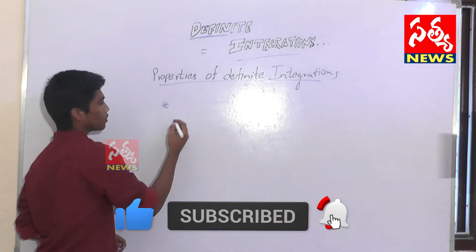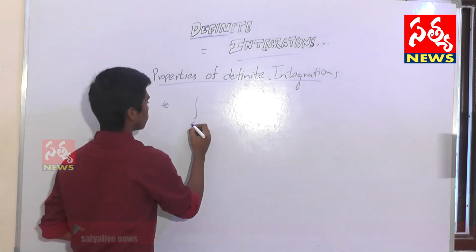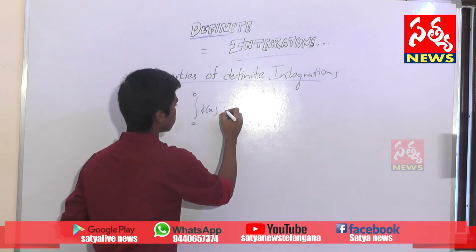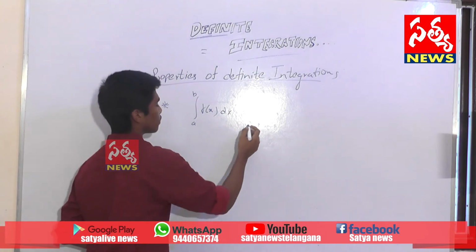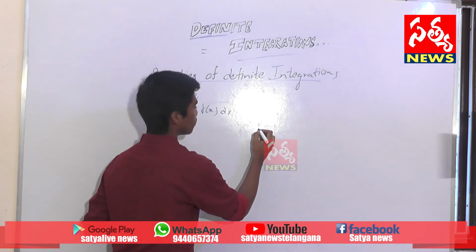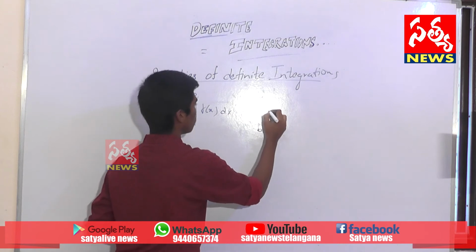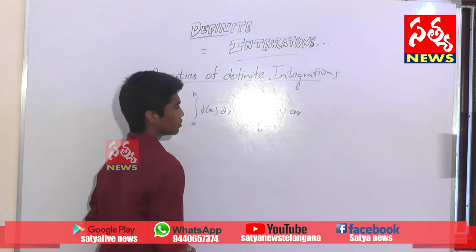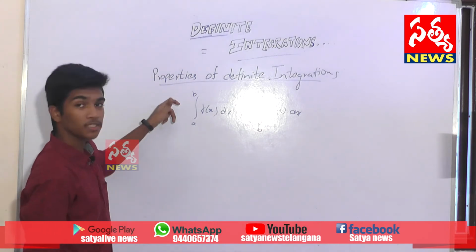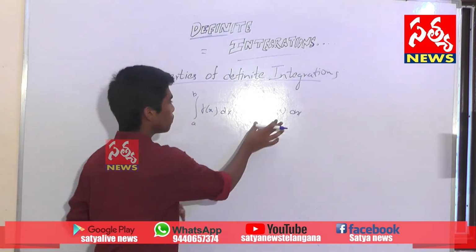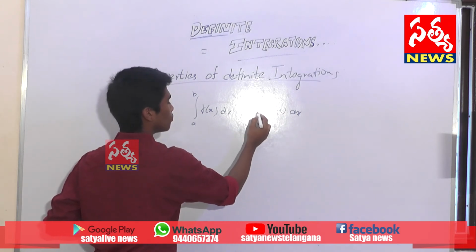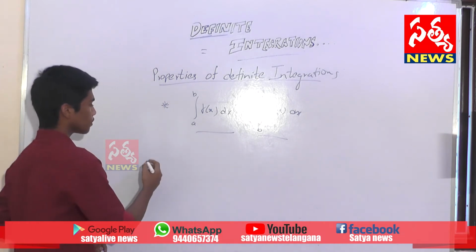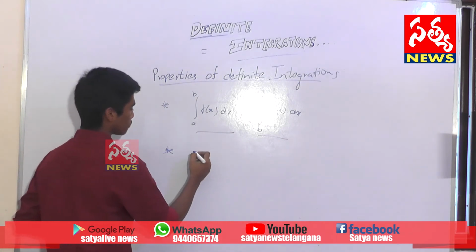First one, if a function is like this, or an integral is like this, you can write it as the integral from b to a of f of x dx, and here we get the minus symbol. By reversing the limits, we just have to put a minus, and the result is the same. Okay.